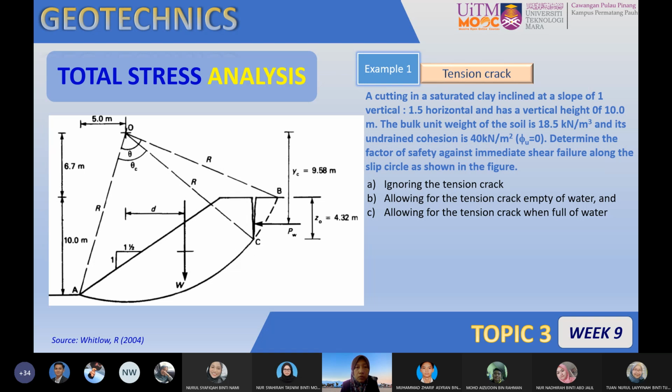The first sector angle is without the tension crack, which is OAB. Later, the sector angle after having the tension crack is reduced from OAB to OAC. So you have to be careful when you have these kinds of problems, whether you have FOS without tension crack effect, and the next one you have, you need to calculate FOS with the tension crack effect without water, and then allowing for tension crack full of water.